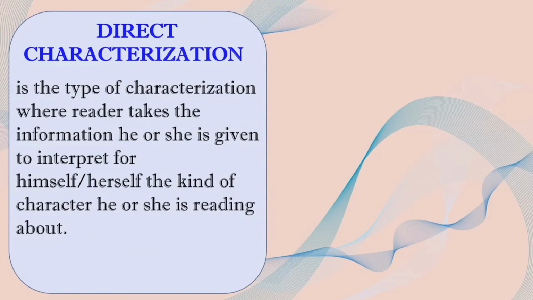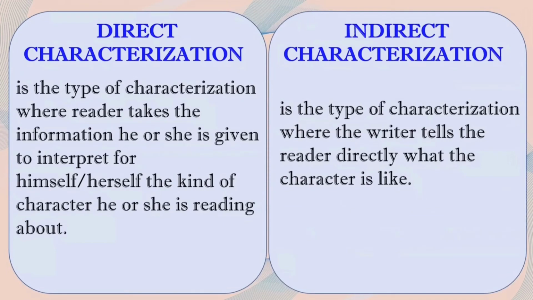Direct characterization is the type of characterization where reader takes the information he or she is given to interpret for himself or herself the kind of character he or she is reading about. While indirect characterization is the type of characterization where the writer tells the reader directly what the character is like.